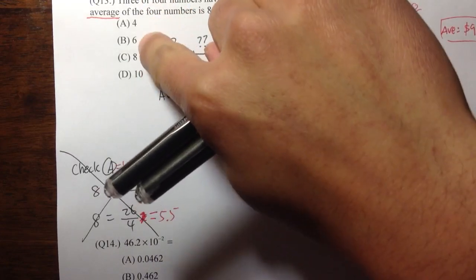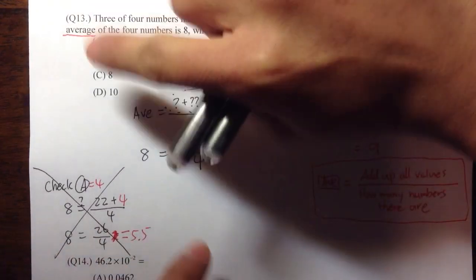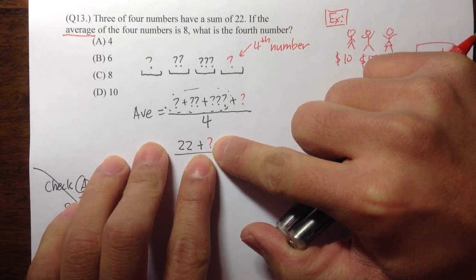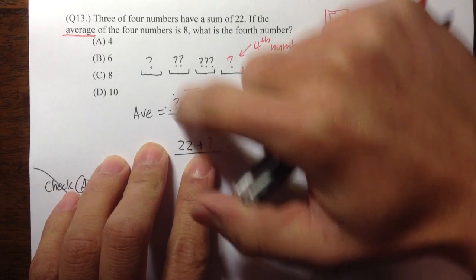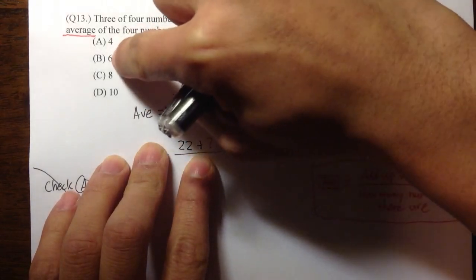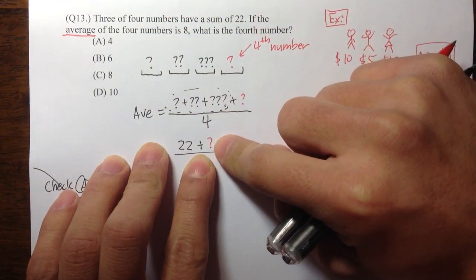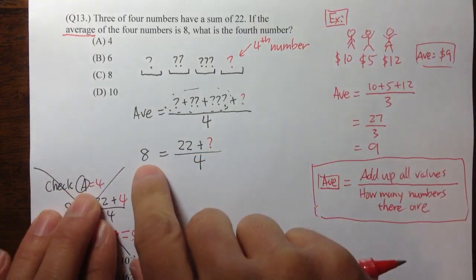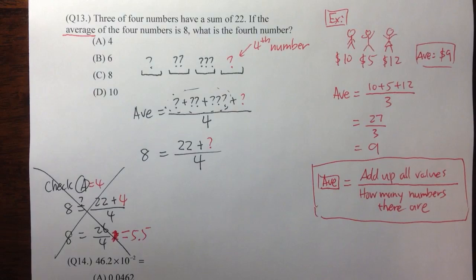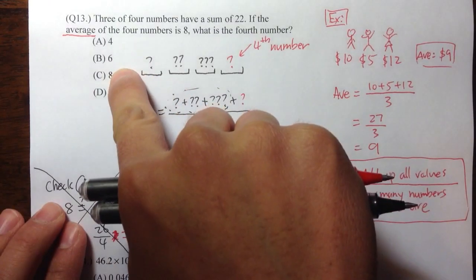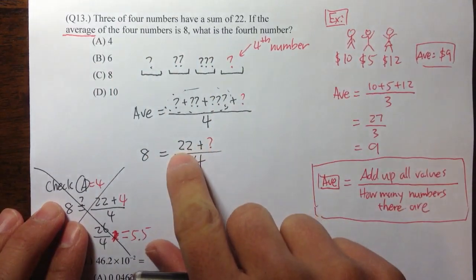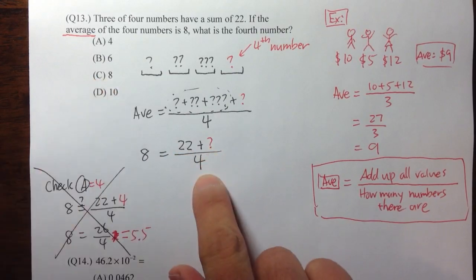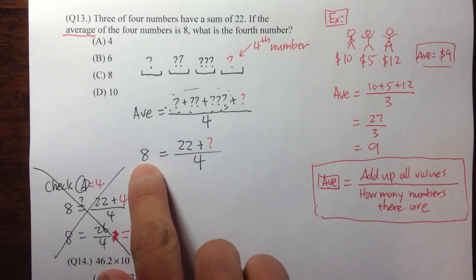Now try choice B. If you plug in 6 into the red question mark, 22 plus 6 is 28. 28 divided by 4 is 7. But that's not equal to 8. You can do the same for choice C. 22 plus 8 is 30. 30 divided by 4 is again not equal to 8.